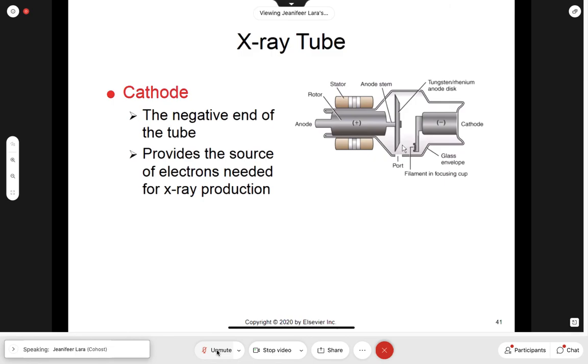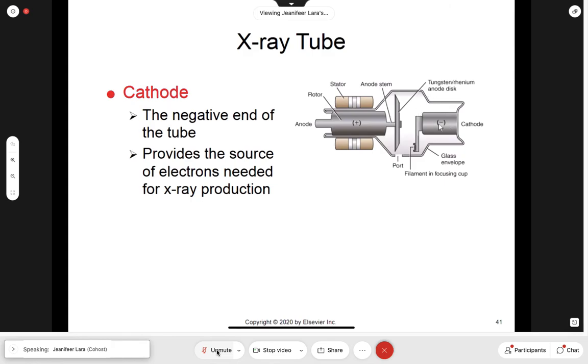What is the focal track made of? Tungsten. That's always a good choice, because both the filament and the focal track are made of tungsten. Well, what is the secondary element? Rhenium. Beautiful.